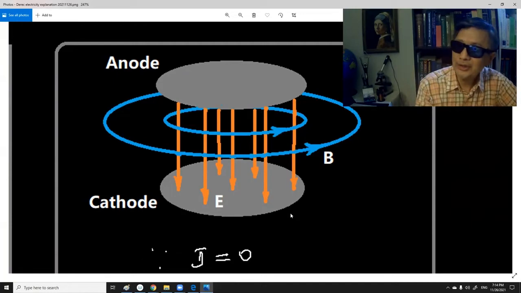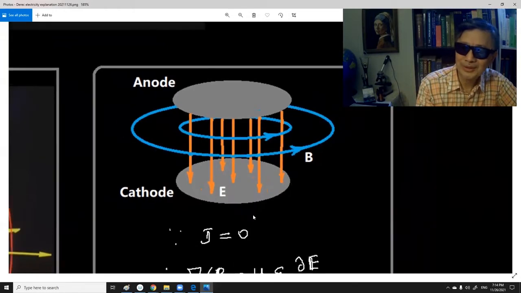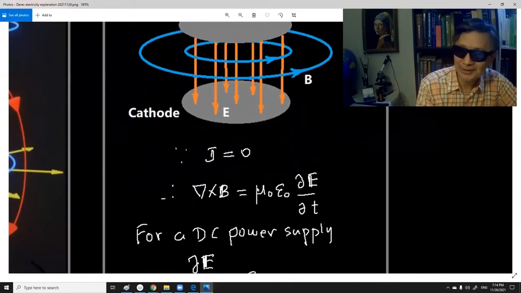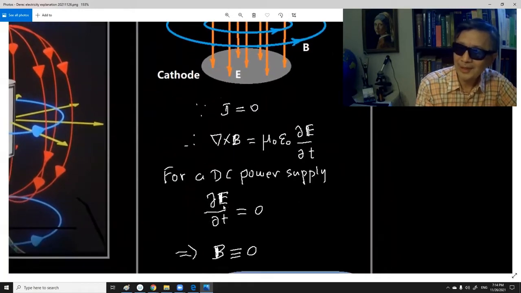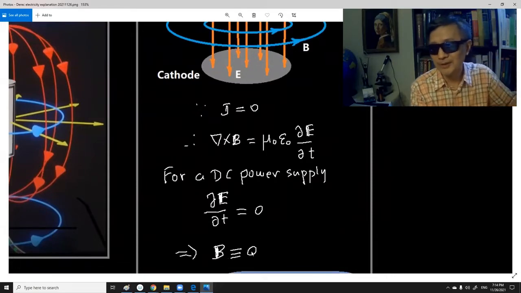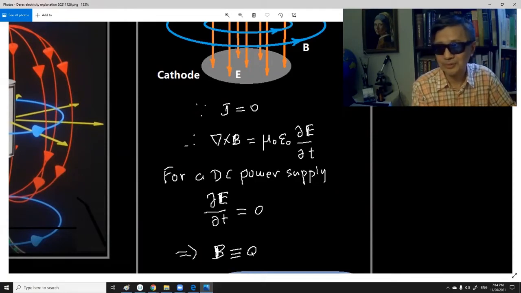However, there's no charge, no current moving between these two terminals. So because, according to the Maxwell equations, the current density, the current vector, is zero, and also the electric field is time independent, the magnetic field around it must be zero too. So this is my first response.